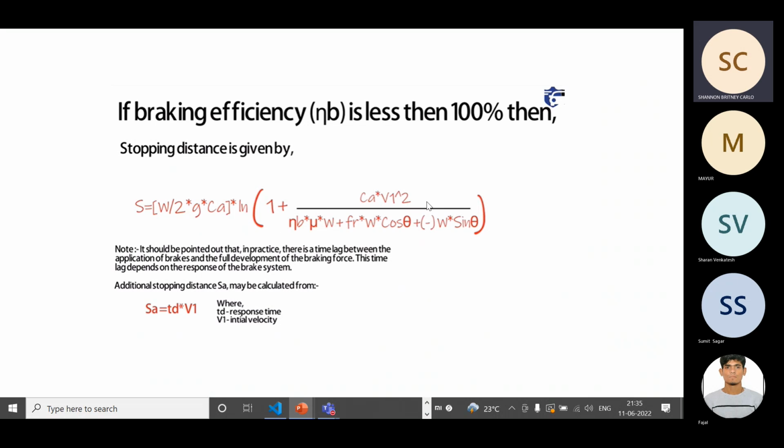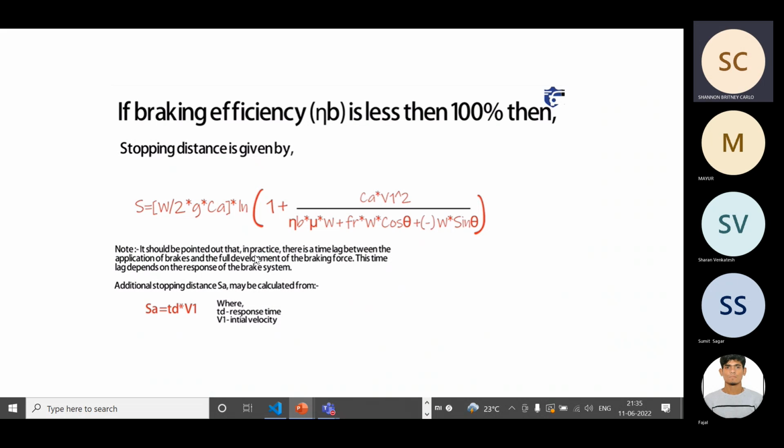One more thing you have to keep in mind is the braking efficiency, that is NB. In the previous derivation, you considered it to be 100%, but usually it is always less than 100%. So we have to take that in mind, and the formula will get modified to this. This is the final formula which we'll be using to calculate the stopping distance.